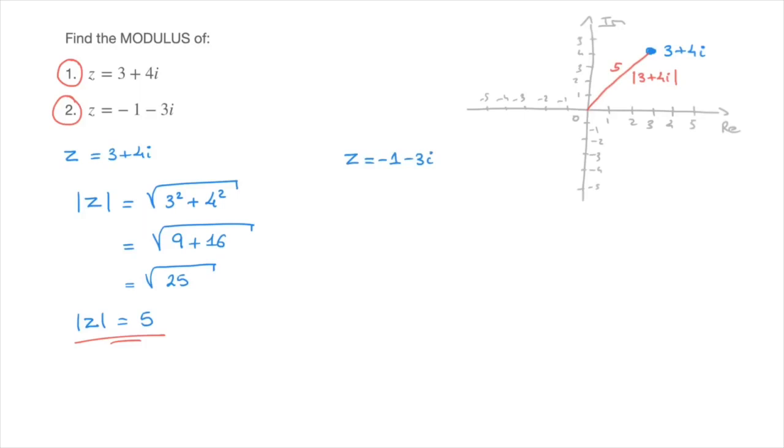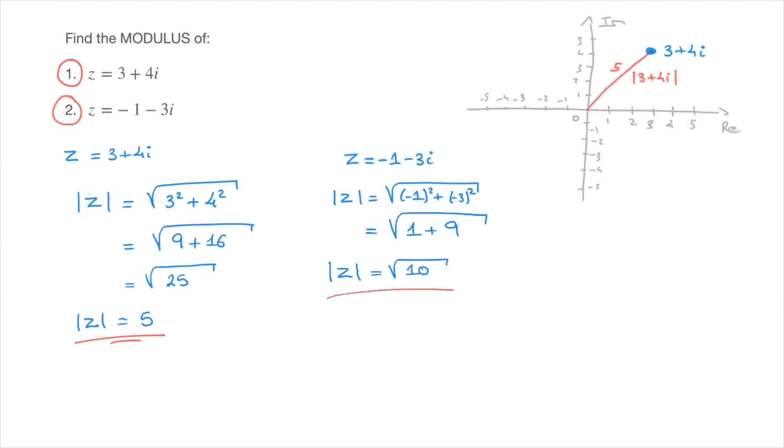We can go ahead and write that the modulus of z is equal to the square root of the real part of the complex number squared, so that's (-1) squared, plus the imaginary part of the complex number squared, so that would be (-3) squared. That's equal to the square root of (-1) squared, which is 1, plus (-3) squared, which is 9. Finally, the modulus of this complex number is equal to the square root of 10. And that's the final answer.